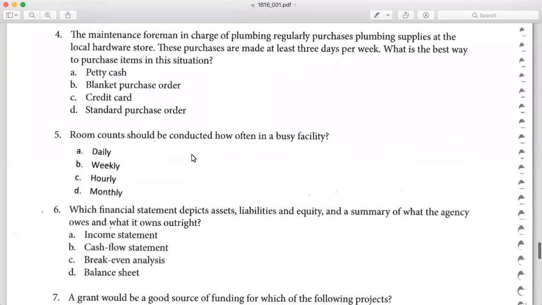Next question. Which financial statement depicts assets, liabilities, and equity, and a summary of what the agency owes and what it owns outright? Everybody should get this one. Excellent. It is D, balance sheet.